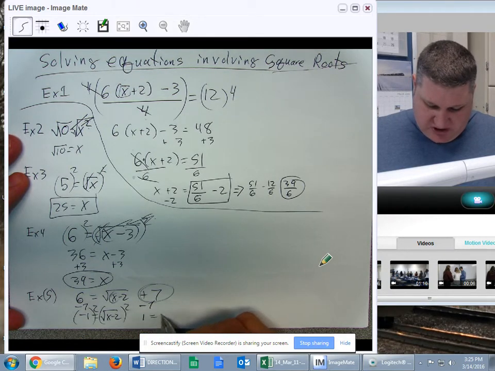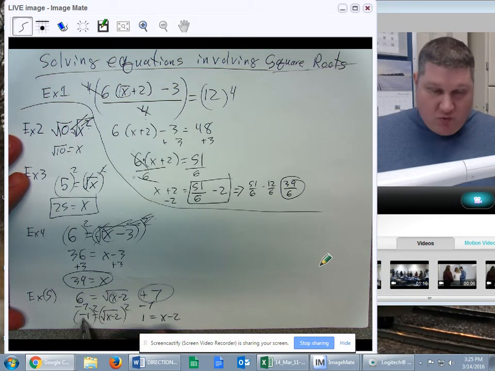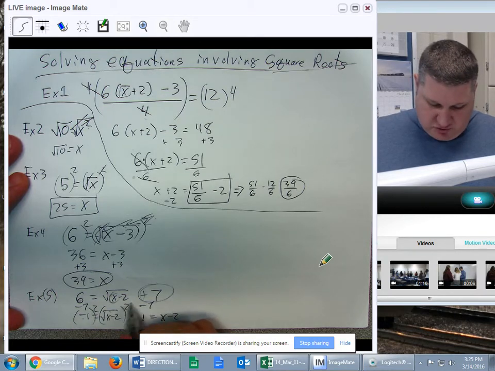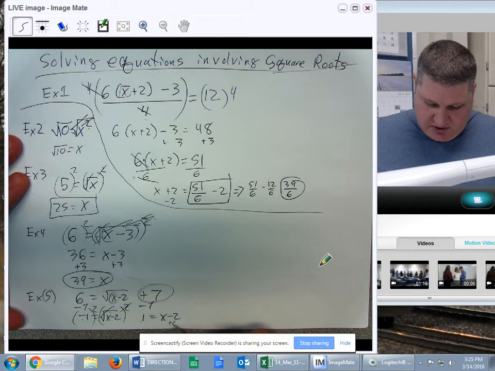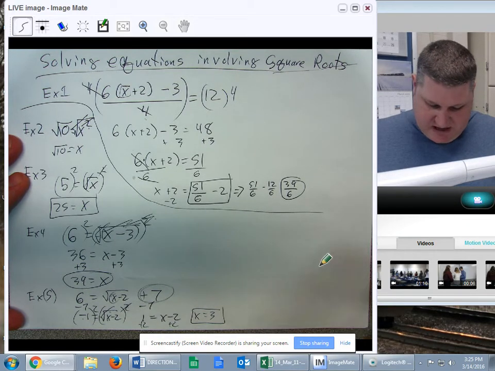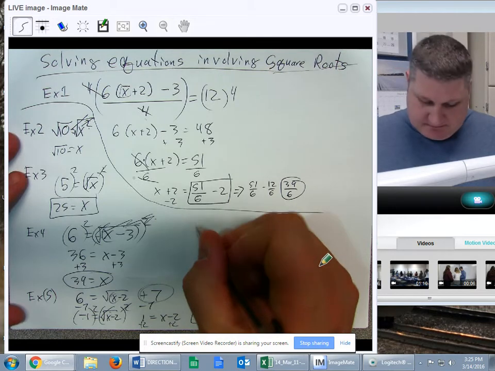1 equals x minus 2, because what is negative 1 times negative 1? Positive 1. The square root and the square cancel out. All I have to do is add 2, so x equals 3. Have a nice day. Now let's get crazy.